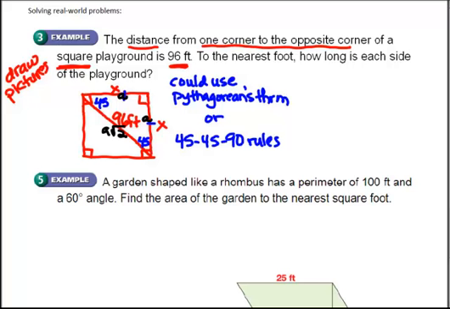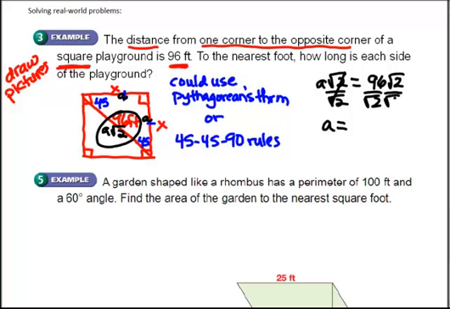What do I know? What rule is equal to what number? A square roots of 2 is equal to 96. I'm going to solve for A. Can't have square root on the bottom. So I get 96 square roots of 2 over 2. This can be simplified into 48 square roots of 2. I now know my missing sides.